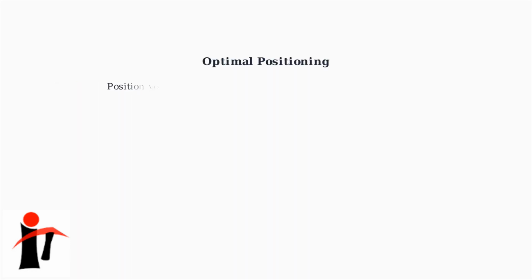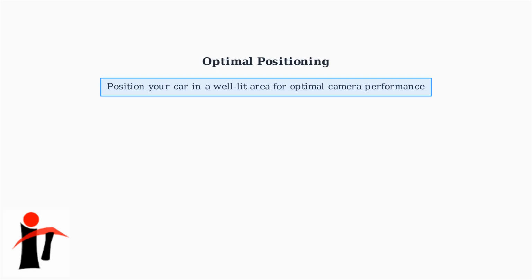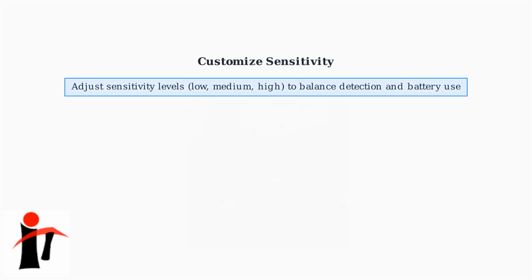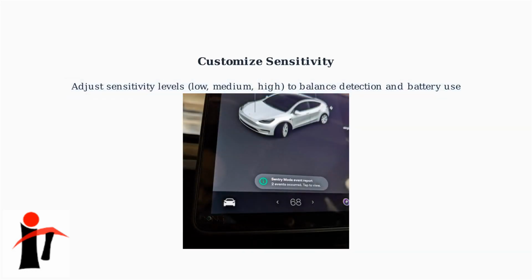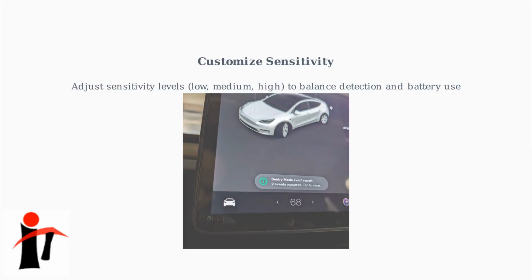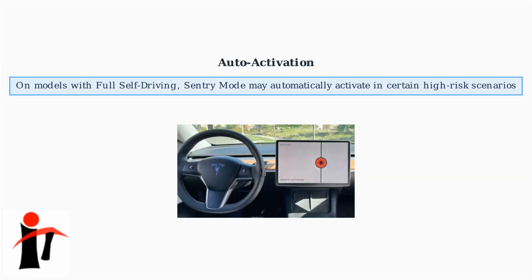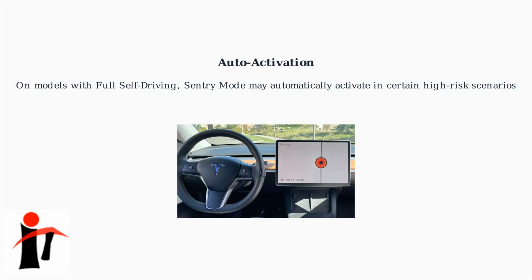For the best results, park your Tesla in a well-lit area. This helps the cameras capture clear footage when Sentry Mode detects activity. You can customize Sentry Mode by setting sensitivity levels to low, medium, or high. This helps balance between catching threats and preserving your battery life. For Teslas equipped with full self-driving, Sentry Mode can automatically turn on in high-risk situations, such as when parked in unfamiliar areas or during updates.